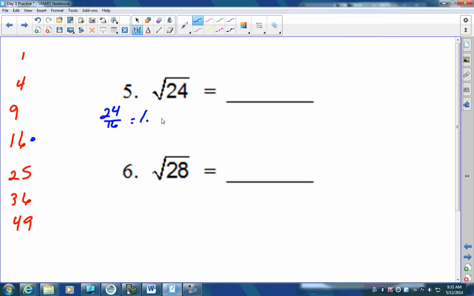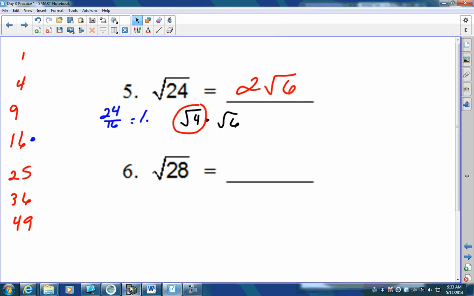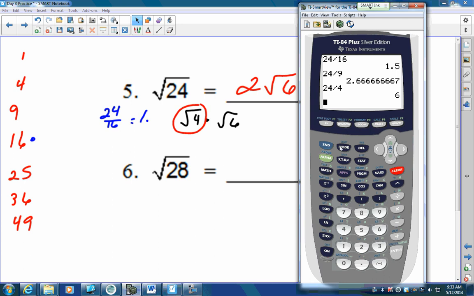So I know that I have the square root of 4 times the square root of 6. That's the same as the square root of 24. Well, what is the square root of 4? 2. So you write 2, then square root of 6. To check and make sure you did that correctly, go and put second and the x squared and type in 24 and enter. Then go through and do 2 square root of 6 and press enter. They should give you the same decimals.